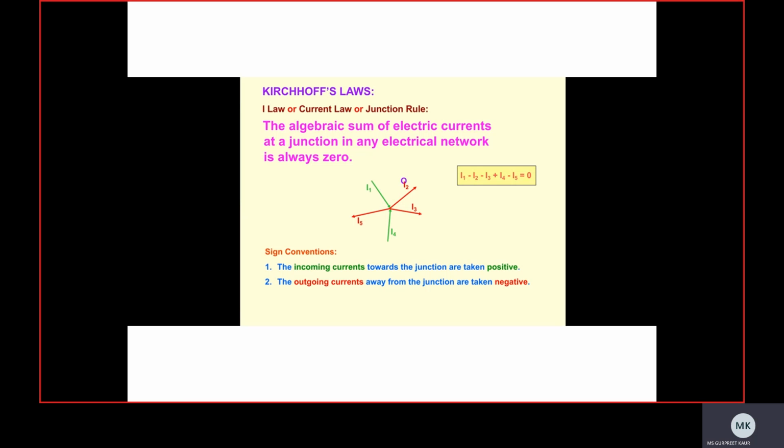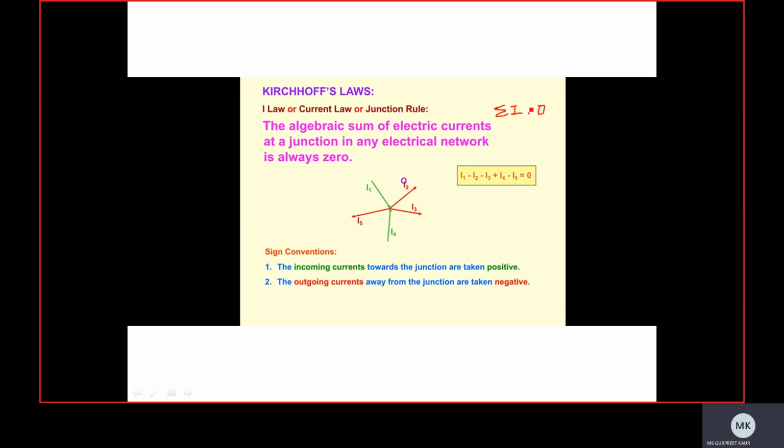A junction is the meeting point of all the currents in any electrical network. So the summation of all the currents at a junction is zero. That is, summation I at the junction is equal to zero. Now to obey Kirchhoff's first law, we need some signs and conventions.